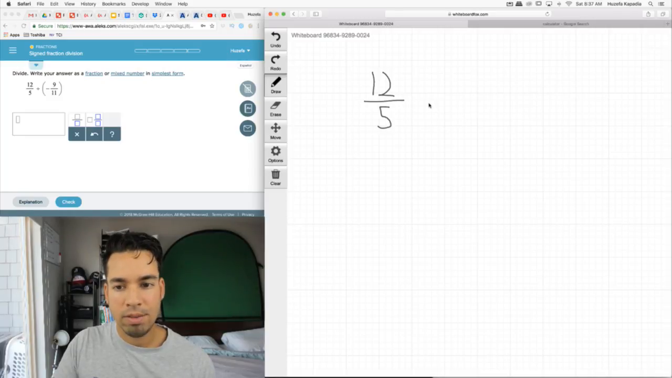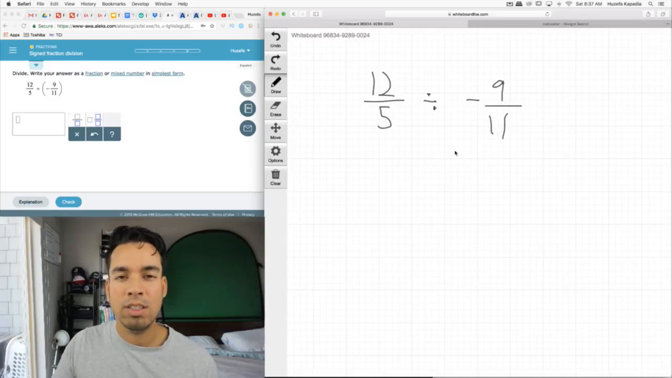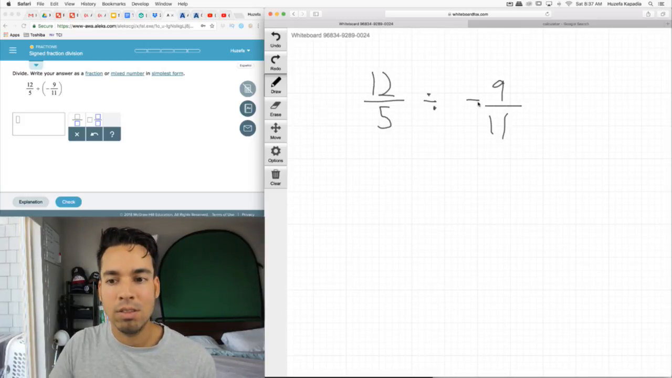12 over 5 divided by negative 9/11. Here's the deal. With signed fraction division, it's the same as regular fraction division. It's just that the negatives are going to respond the same way as when we multiply positives and negatives. If there's just one negative multiplying a positive, the final answer is negative. If there's two negatives, they'll cancel each other out. Two positives, of course, stays positive.